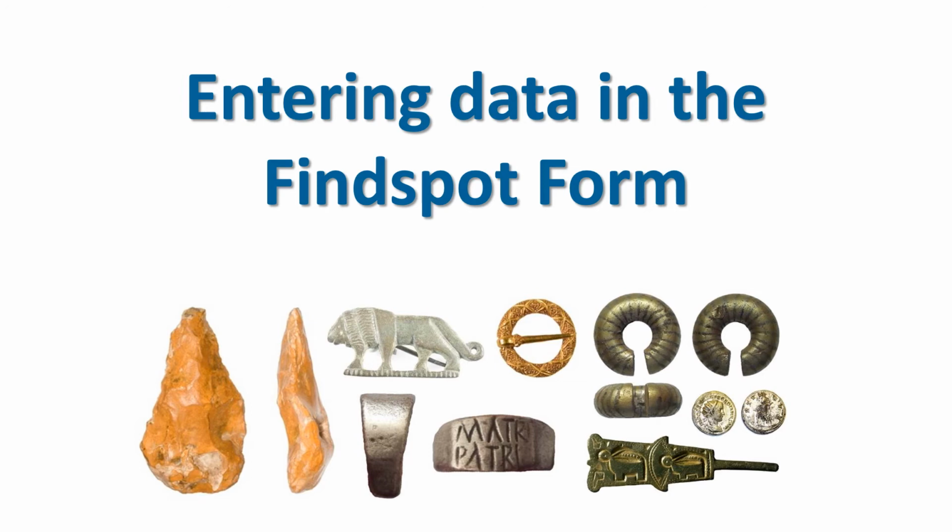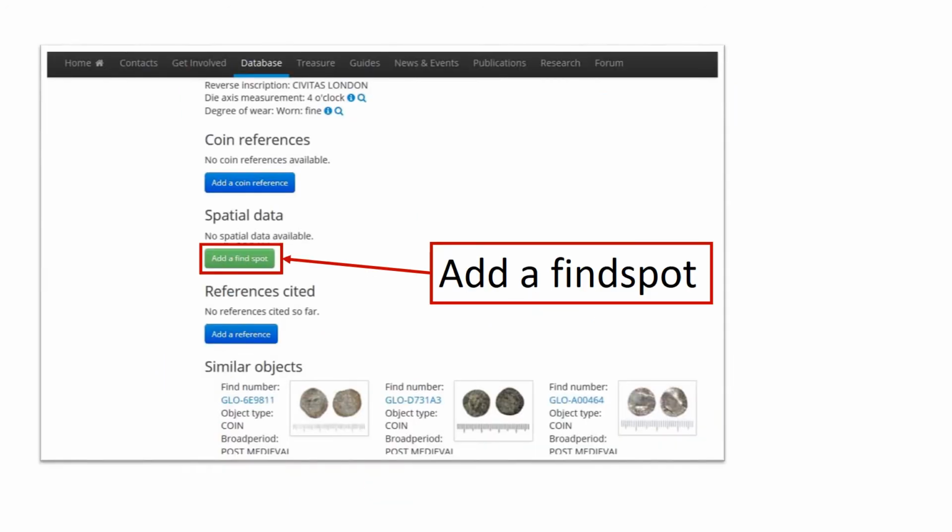The information about an object's find spot is one of the most important parts of a database record. The find spot is what gives the finds their context, particularly for objects that have been moved out of their original context by ploughing. To access the Find Spot form, open your saved record and scroll down to the bottom to find the green Add a Find Spot button.